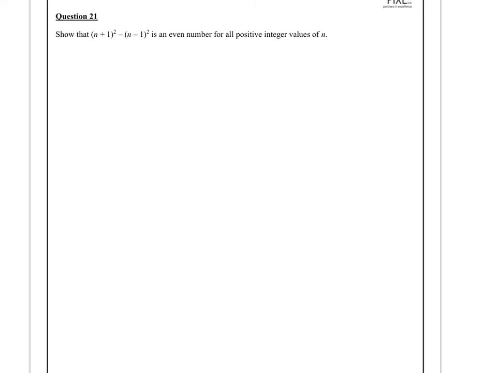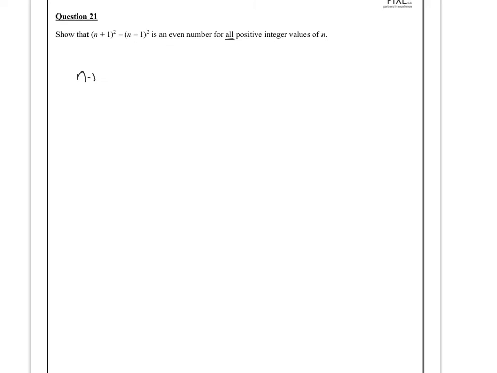Question 21. It says, show that (n + 1)² − (n − 1)² is an even number for all positive integer values of n. Now, because we have to prove it for all positive integer values, if we put in a random number, say 4, and work it out, and we get an even number, that doesn't mean that we've proved it for all integer values. So we need to work this out using algebra.